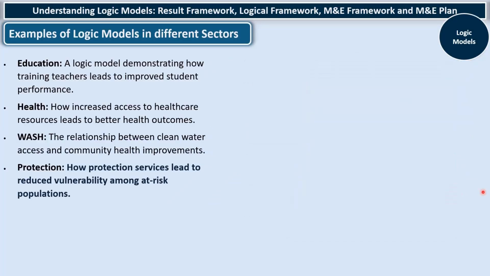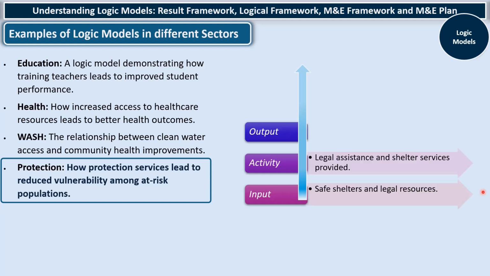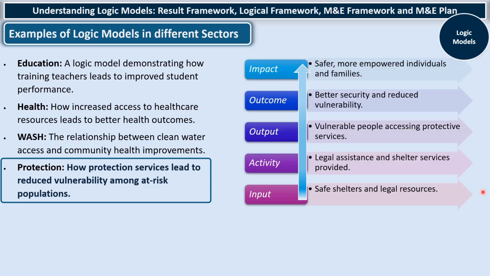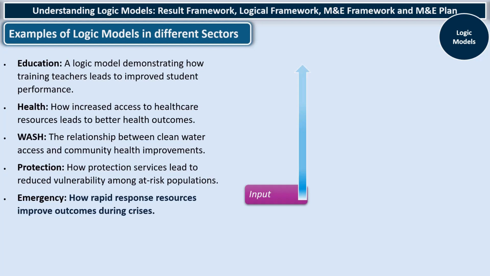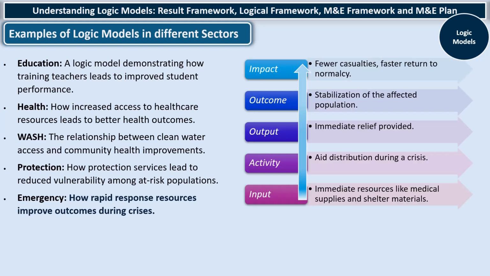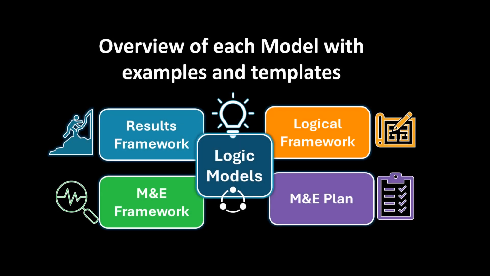In the protection sector, how protection services lead to reduced vulnerability among at-risk populations. How a problem like safety and security concerns can be addressed through different inputs, activities, output, outcome. In an emergency project, how rapid response resources improve outcomes during a crisis.